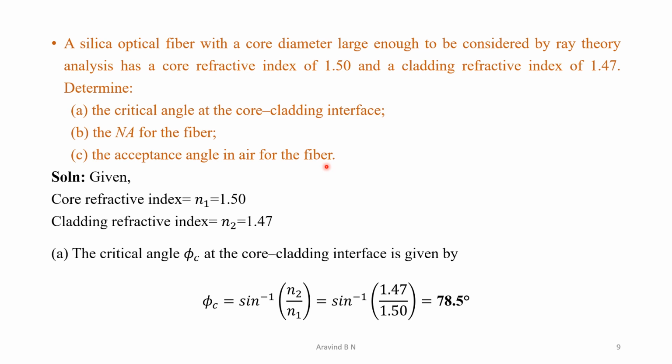First note down the given parameters. Two parameters are given, the refractive index of the core and the refractive index of the cladding. Core refractive index n1 is equal to 1.50, always higher. Cladding refractive index n2 is 1.47, must be lower than that of the core. Now start with the first one, the critical angle phi c calculation. The critical angle phi c is given by sin inverse of n2 divided by n1. n2 and n1 are the known parameters.